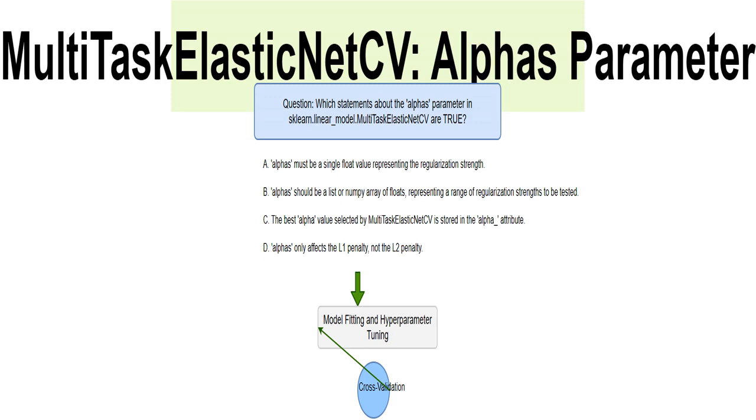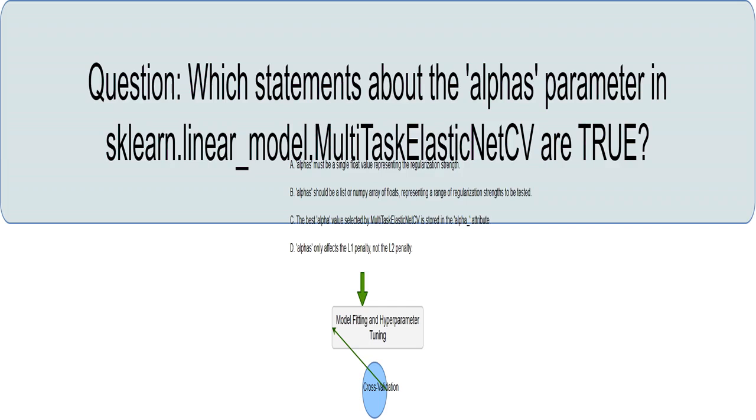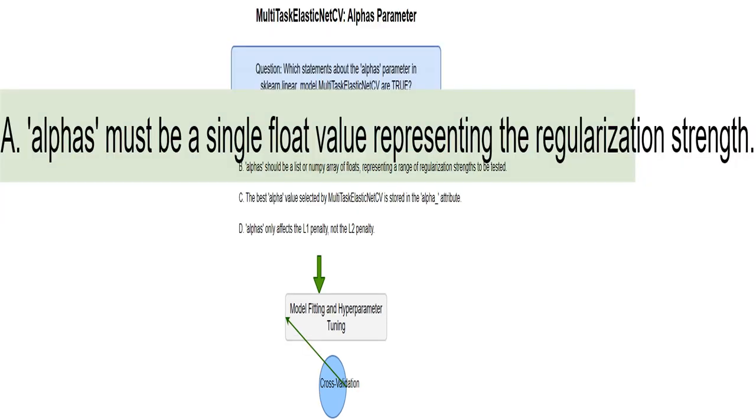Alphas helps us do that. This is the core question of the quiz. We need to determine which statements accurately describe the alphas parameter and its behavior in the MultiTaskElasticNetCV model. This statement is incorrect. The alphas parameter doesn't work with just a single value. Instead, it requires a range of values.